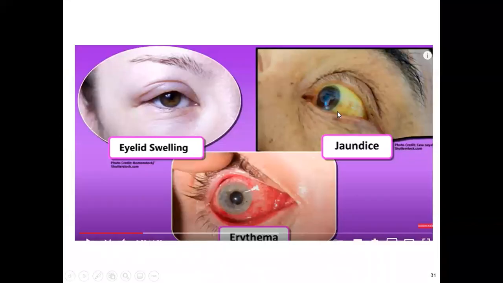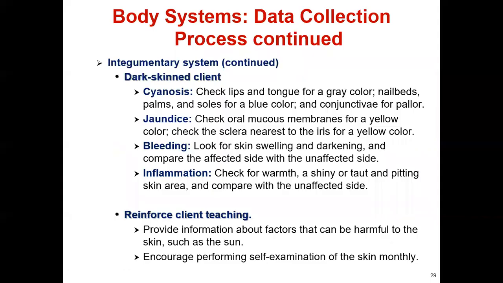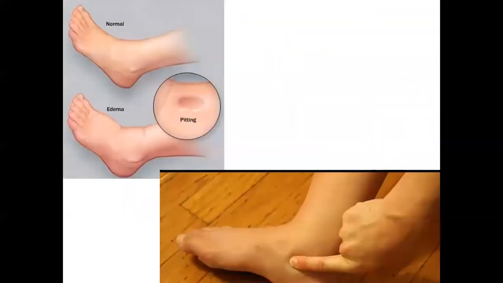Here you see an eye showing jaundice. This is erythema in the eye. Blood accumulates, giving a red color, so it is erythema. And here is eyelid swelling, maybe because of a kidney problem. So any problem in the underlying structure can show up in the skin.